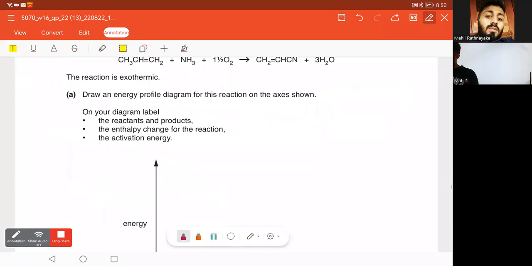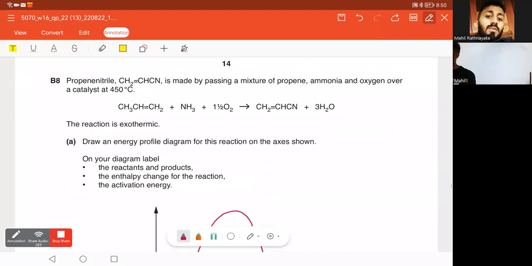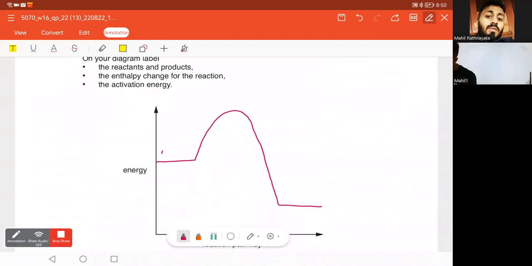Enough. Next one. Exothermic reaction, which energy is greater, reactant or product? Reactants. Now, if you want, you can write all the reactants which are given, but it takes a lot of space. Then you can write just reactants and products.